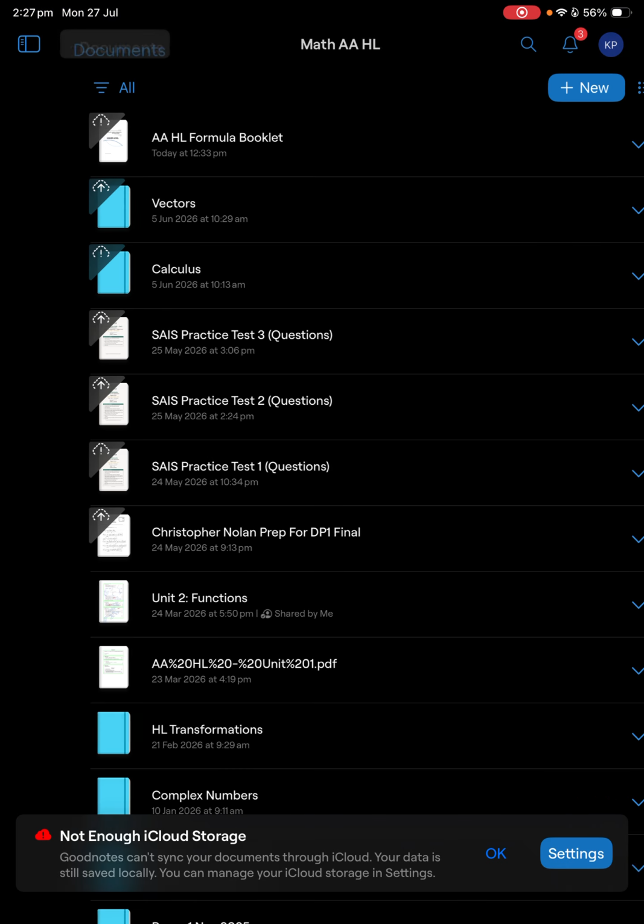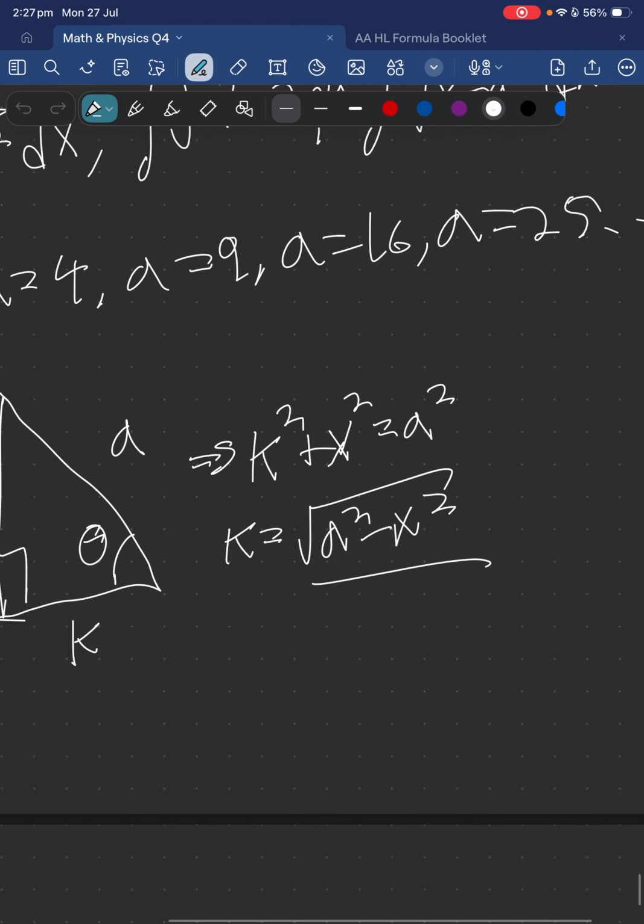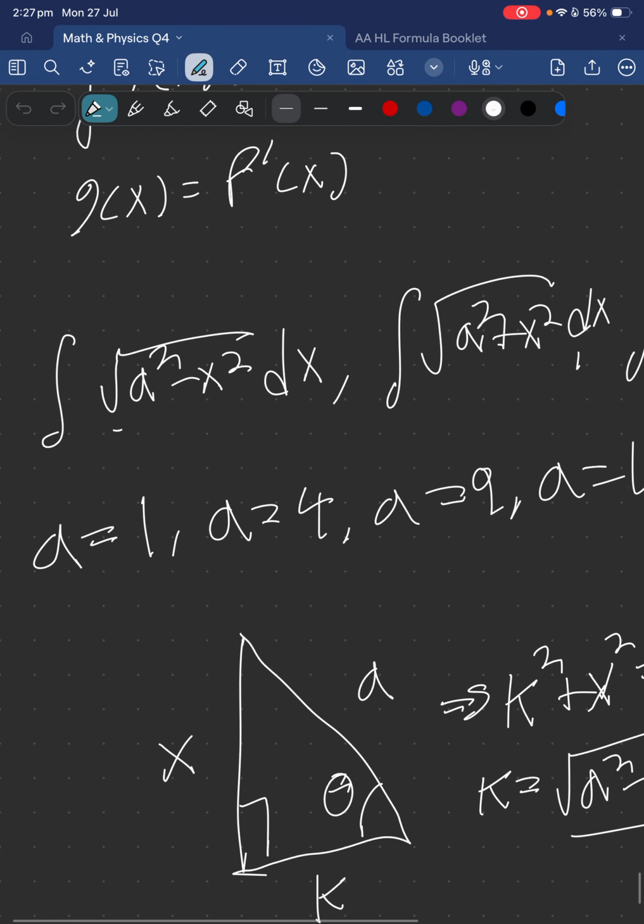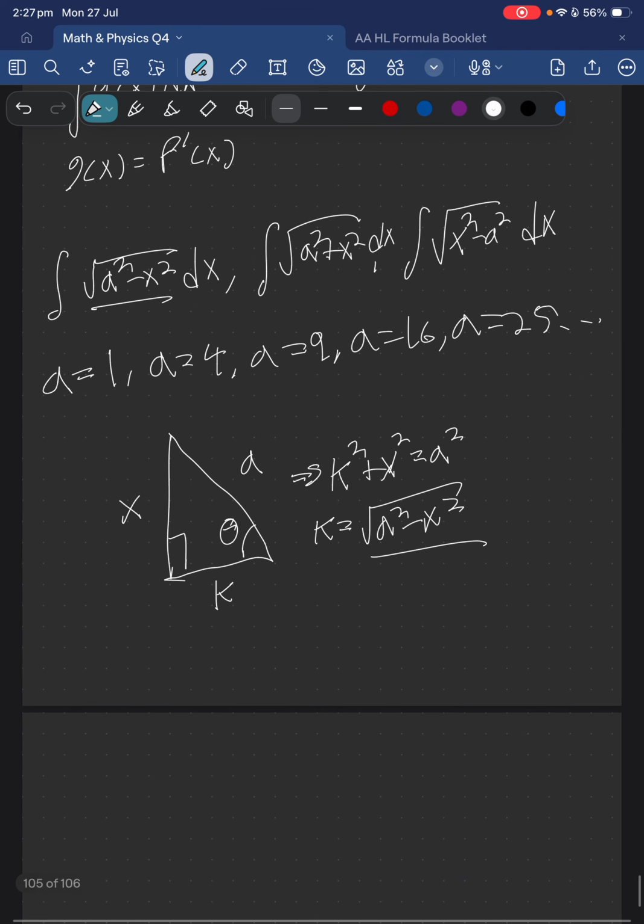Oops, wait, what? Give me a sec. Hold up, my bad. And you can see how this is identical to this right here. So we get that expression from a right triangle.